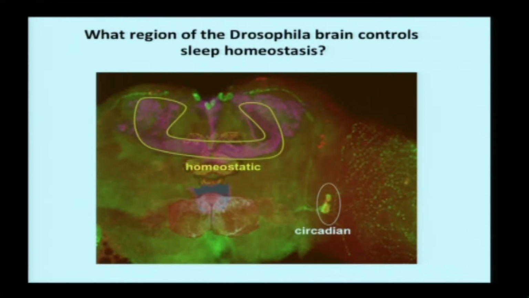So if you manipulate mushroom bodies, you get changes in the amount of sleep. You can get decreases or increases based on which part of the mushroom body you target. You don't get changes in the circadian pattern. So on a cellular level, you can actually separate these two types of control.